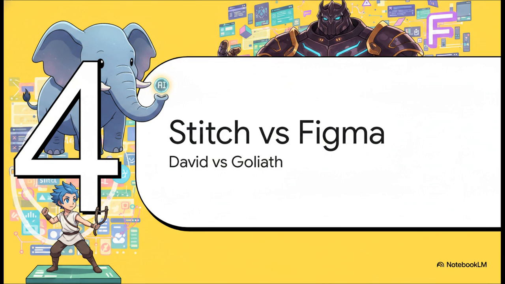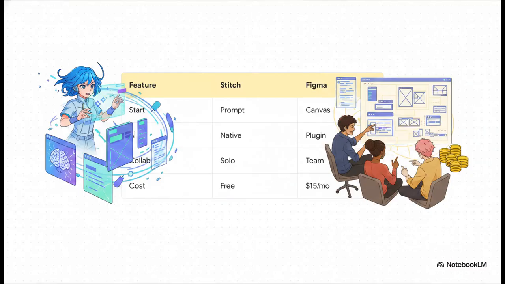It's a real David versus Goliath situation. When we compare the core philosophies of these 2 tools, a very clear divide emerges. Figma is an absolute powerhouse. It's best in class for team collaboration and managing those massive enterprise design systems. But you're building from scratch, and it costs money.